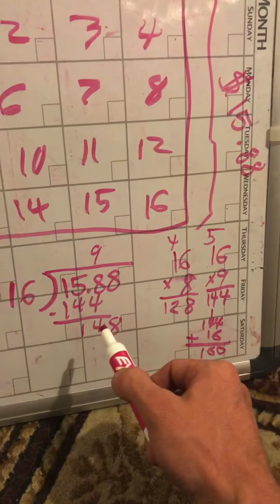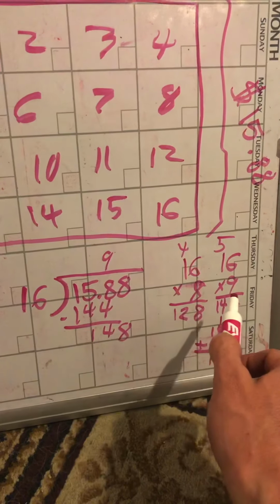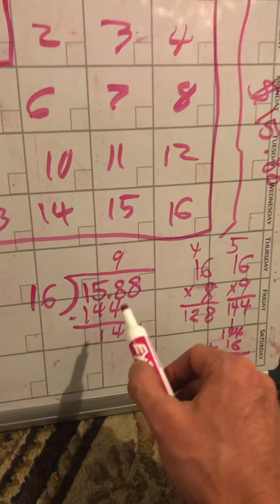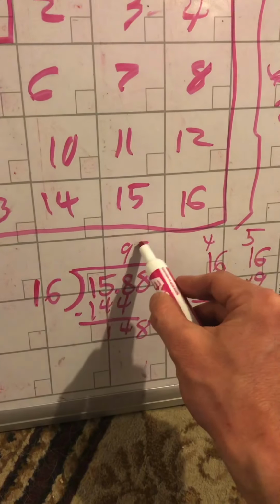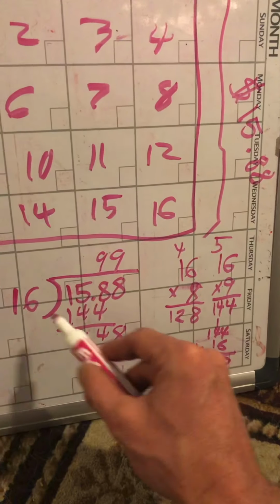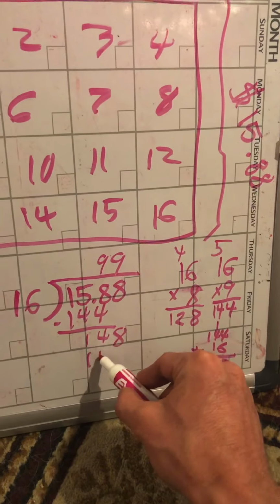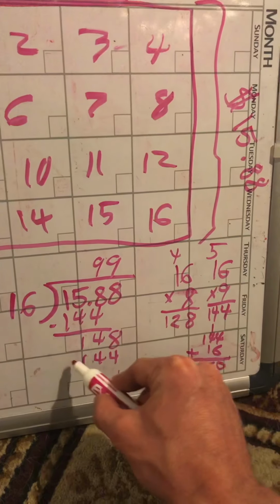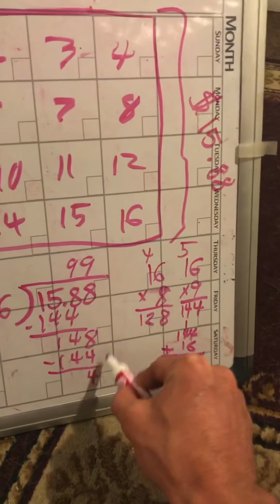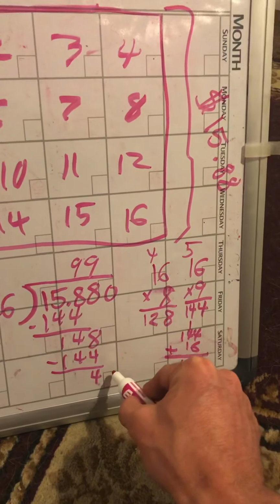We've already done this over here and found out that 16 times 9 is 144. So 144 will fit into 148. So we can put another 9 up here. And again, multiplying 6 times 9 is 144. If we subtract that, we get a remainder of 4. We'll have to bring down a 0.